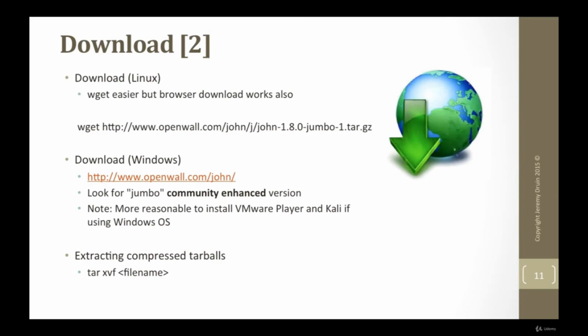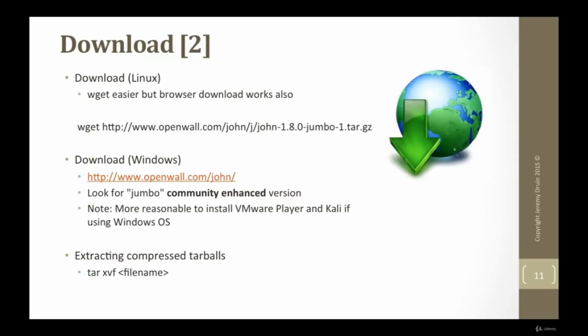So for installation, the easiest way on Linux anyway to get the John binaries is to do a wget on the URL that you found when you browsed out to the Openwall site and scrolled down to find the URL for the Jumbo Community Enhanced version, whatever the latest is. As of this slide, it was 1.8.0. And on Windows, you'll have to download one of the Windows installer packages, because obviously Windows is not going to support the Linux methods.